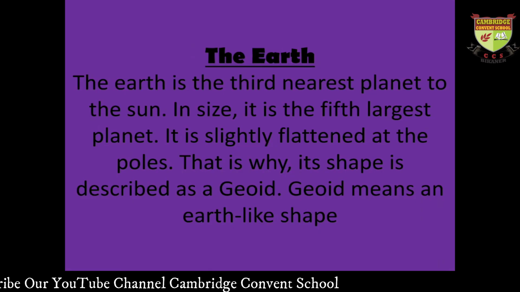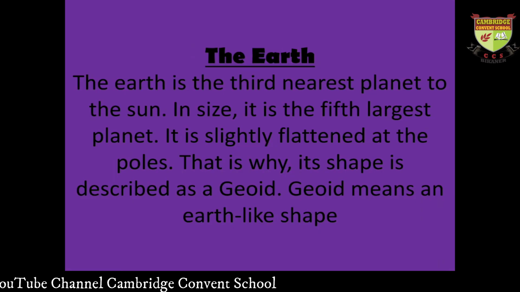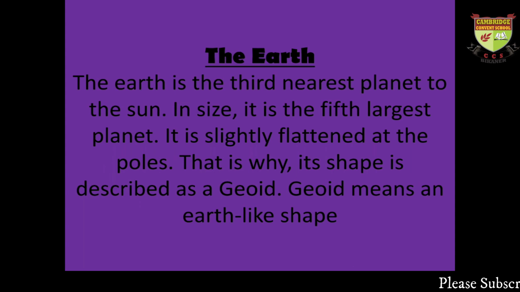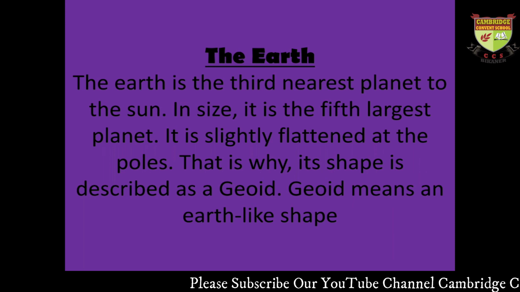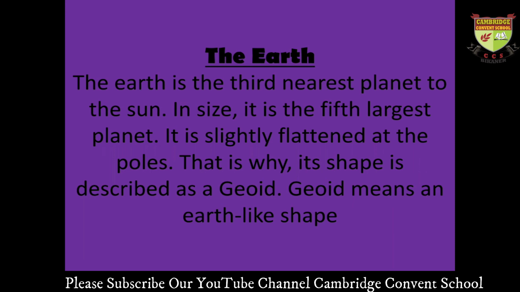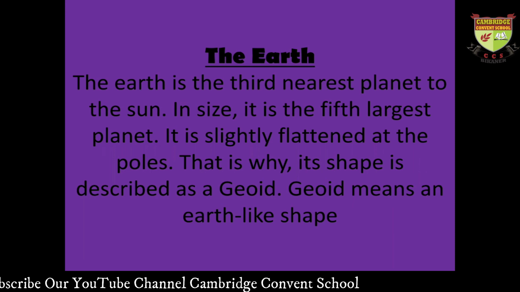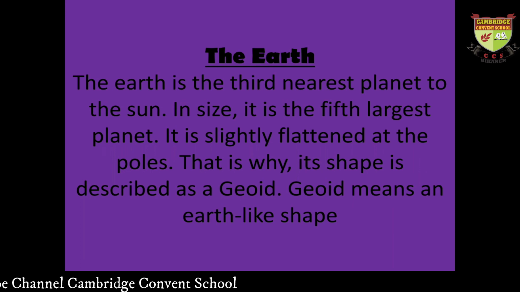And the Earth, on which we are living. The Earth is the third nearest planet to the sun, which I have shown you in the picture. In size, it is the fifth largest planet. It is slightly flattened at the poles. That is why its shape is described as geoid, and geoid means Earth-like shape. So whenever anyone asks you what the shape of the earth is, you will answer that it's geoid shape.